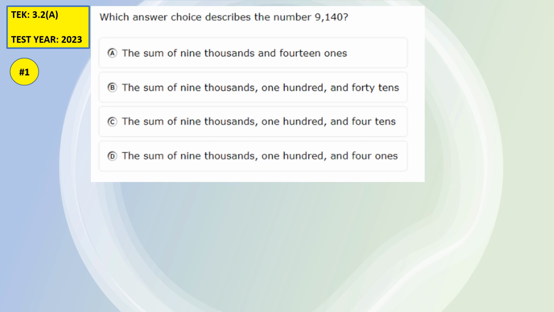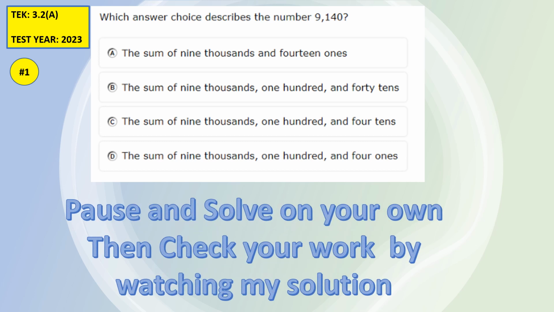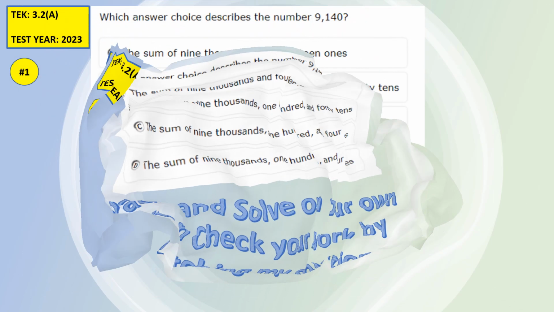Let's take a look at number 1. Number 1 says, which answer choice describes the number 9,140? Answer choice A says the sum of 9,000s and 14 ones. Answer choice B says the sum of 9,000s, 140 tens. Answer choice C says the sum of 9,000s, 104 tens. And answer choice D says the sum of 9,000s, 104 ones. Now, I want you to pause your video and solve on your own, then check your work by watching my solution.